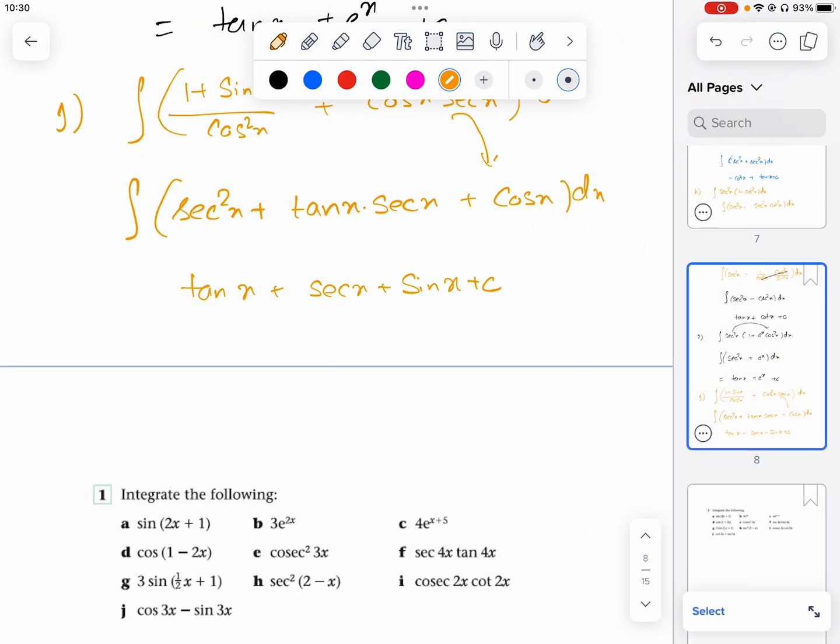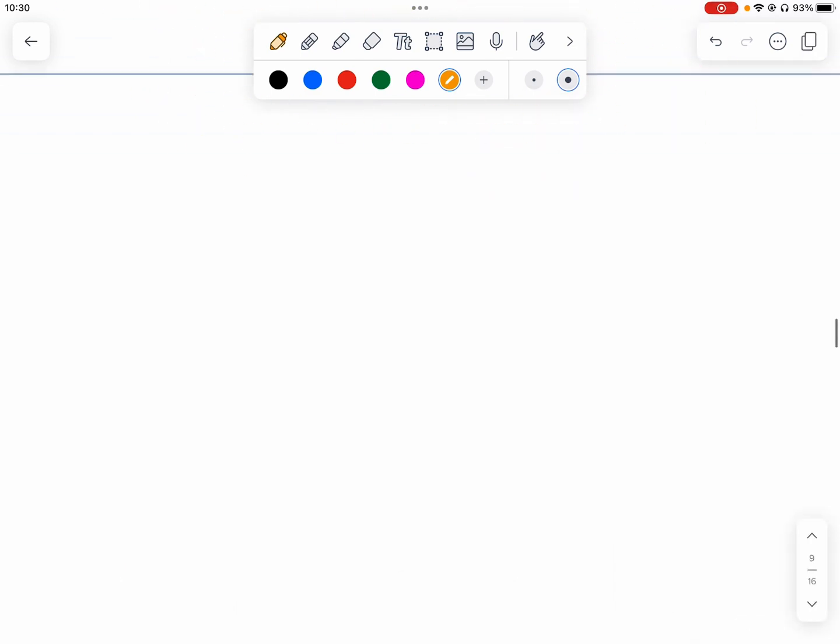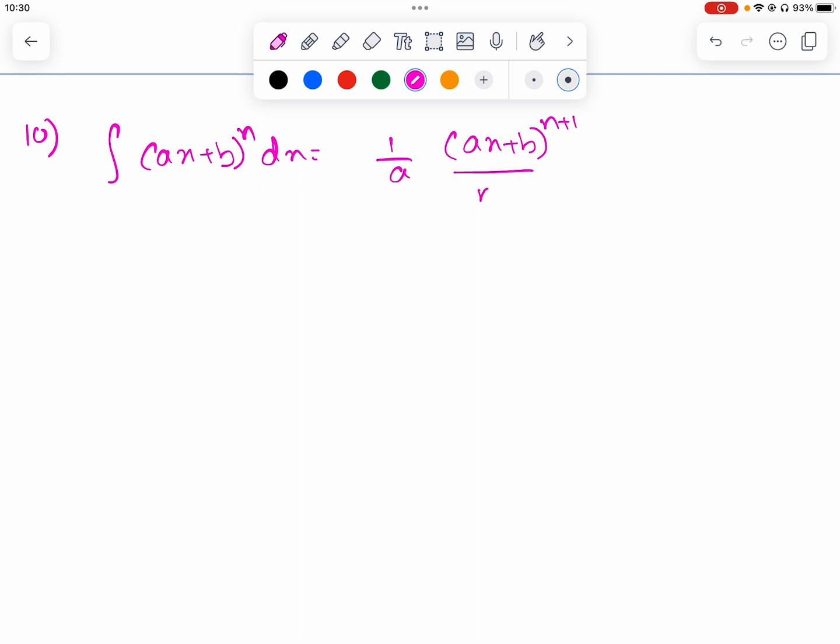Now for the next one, we need to learn the standard formulas, the next level of the standard formulas that we have learned so far. Over here, we have learned 9 formulas. Now the 10th formula: integral of (ax plus b) whole to the power of n will be 1 upon a, (ax plus b) to the power of n plus 1, upon n plus 1, plus c.